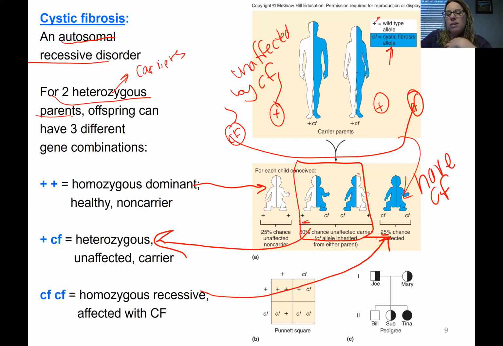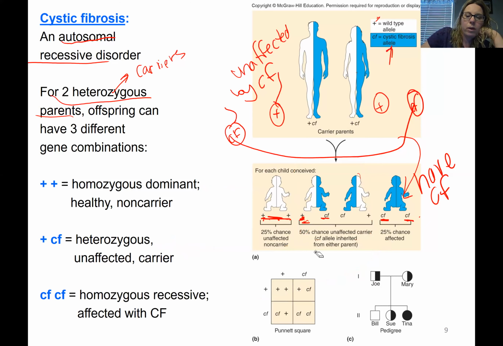Okay, so I want you to take a look here. This one is homozygous because it has 2 plus alleles. And this one is also homozygous because it has the 2 recessive alleles. So this has 2 recessive alleles, this one has 2 dominant alleles. And because they have identical alleles, they're going to be homozygous. These have different alleles. They have a plus and a CF. So those are 2 different alleles, so that makes them heterozygous.